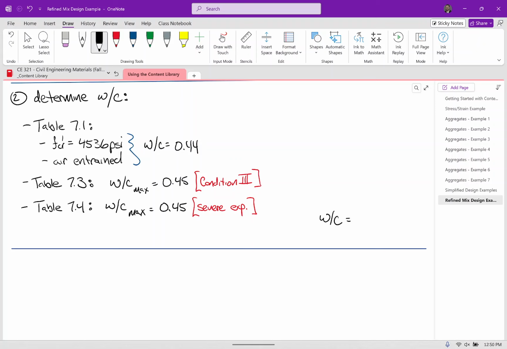If I'm designing a batch of concrete, is it desirable for the purposes of strength to have a high water cement ratio or a low water cement ratio? Low, right? Because the more you up your water, the lower the strength. So essentially what I want to do is choose the lowest value possible. So my answer in this step is going to be 0.44.